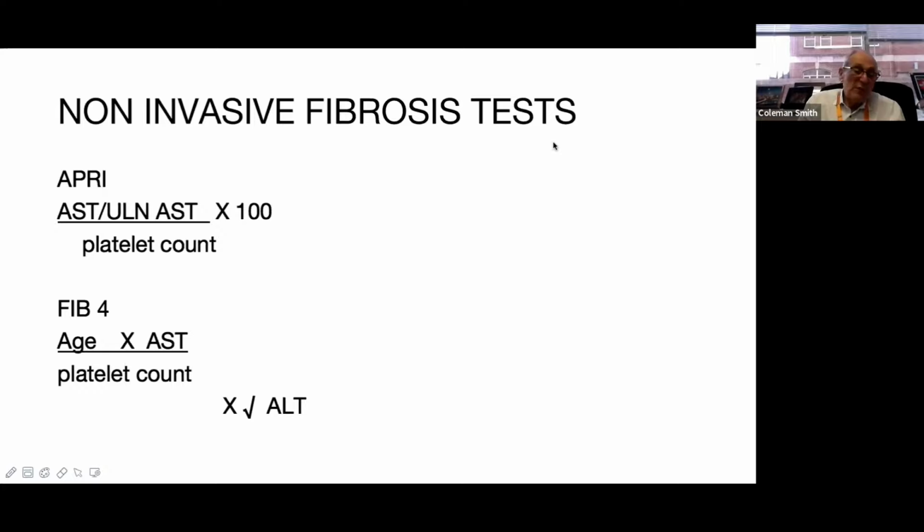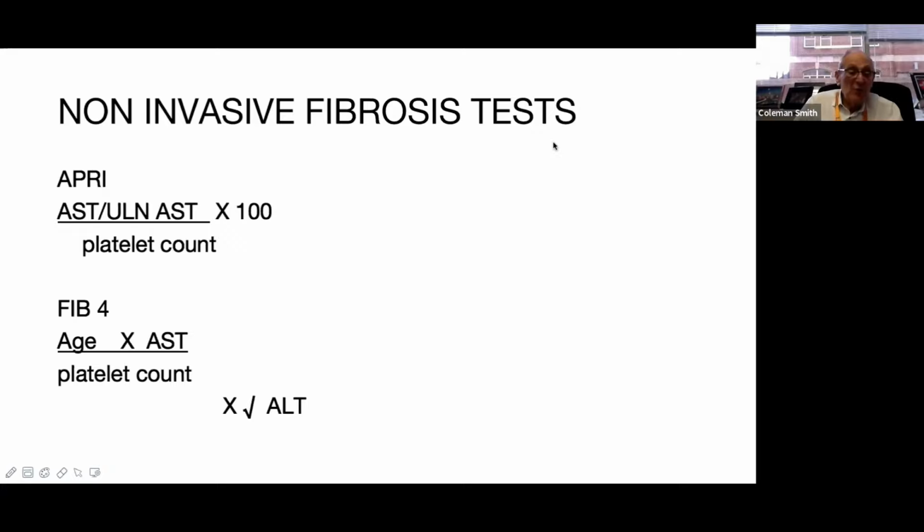If you have a person with NASH, with chronic hepatitis C, and you ask the question, have they progressed beyond simple inflammation or just simple steatosis, who have some degree of fibrosis? There is the APRI score, which is simply the AST compared to the upper limit of normal for the AST divided by the platelet count, multiplied by 100 and get a number.